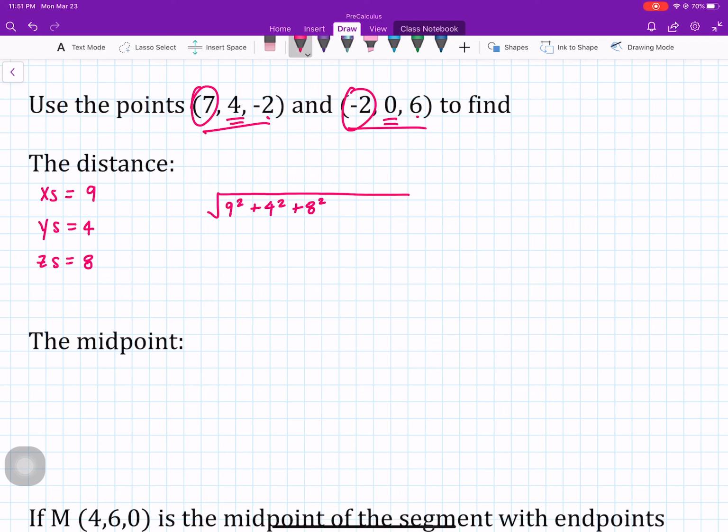plus 8 squared. And then this is a great time to bust out your calculator. As always, we should always reduce our radicals if we come across them, unless the directions in our problem tell us otherwise. So 9 squared plus 4 squared plus 8 squared, that's 161. So we can just leave it at that. Square root of 161. If we wanted, we could put in our calculator. I don't think 161 reduces very well.